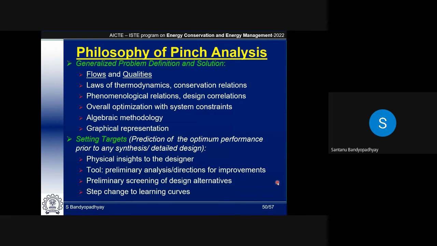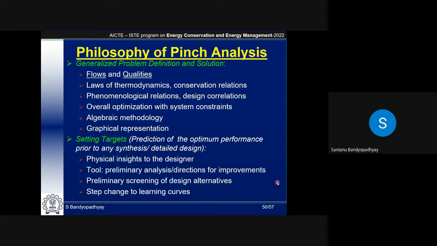So we can talk about different flows and qualities. We are talking about laws of conservation, or laws of thermodynamics. Energy is conserved, we have used the first law. We have also said it has to obey the second law of thermodynamics: heat has to transfer from high temperature to low temperature.